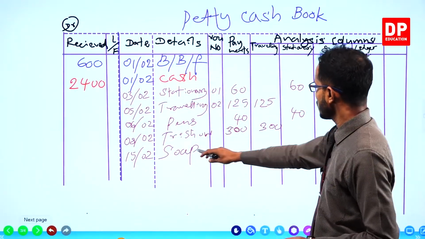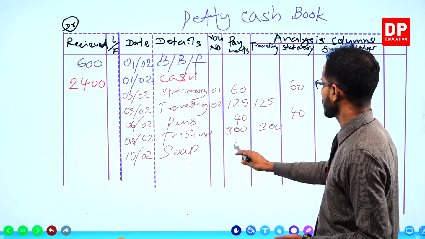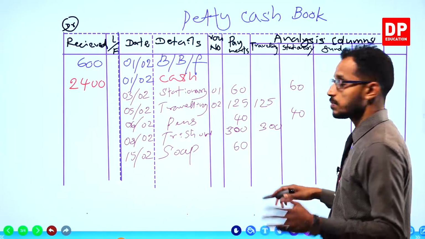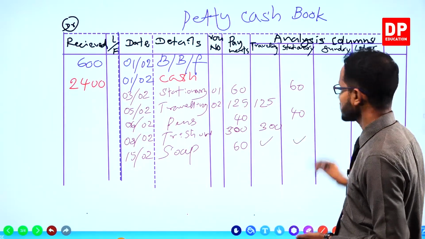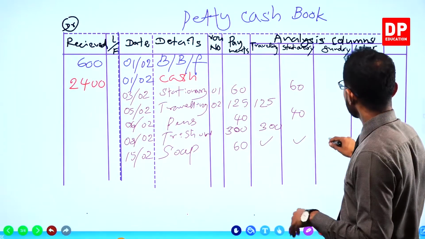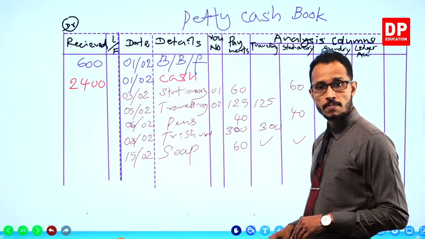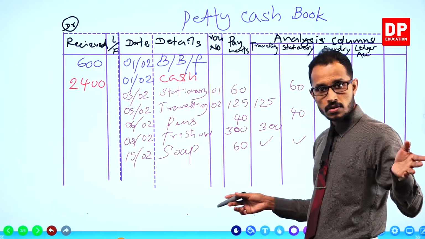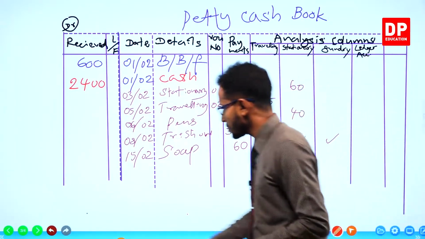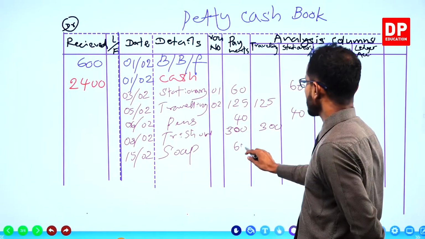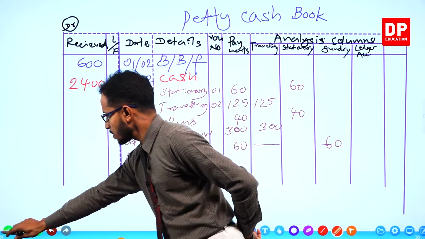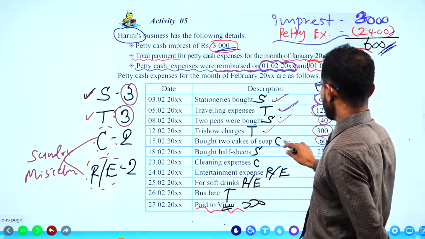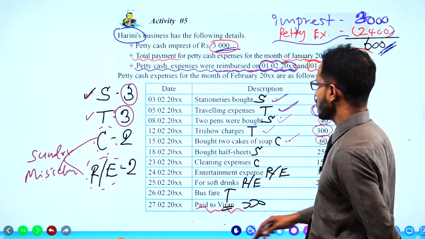I put the 60 in the payments column, and I'm now asking you what is the correct analysis column. Is it the traveling column or the stationery column? No. Is it the sundry column? Sundry column? That's right, sundry column. It should be in the sundry column. Then we recorded the soap expense also.